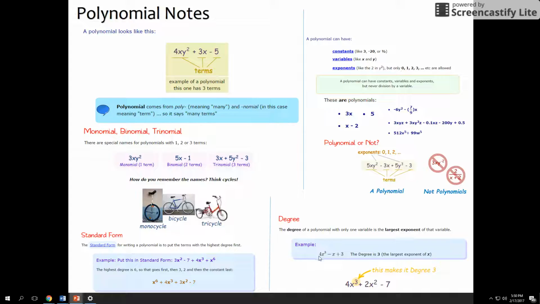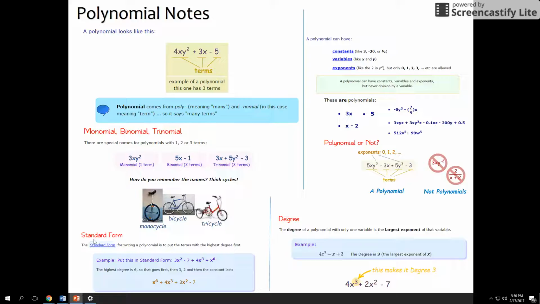So if I'm looking at this example, it says 4x to the third minus x plus 3. Since 3 is the largest exponent that we have, this will be a third degree polynomial. Here's another example. I have 4x to the third plus 2x squared minus 7. 3, again, is the largest exponent that we have in this polynomial.